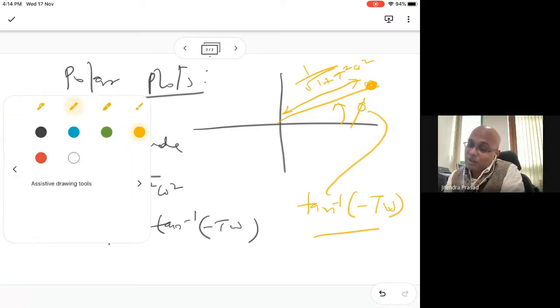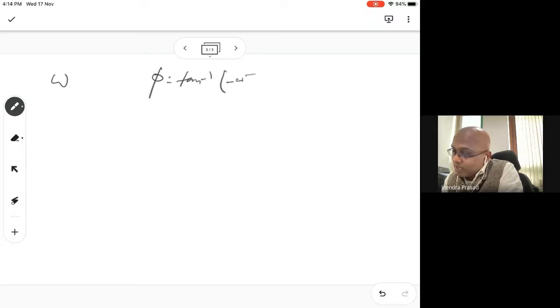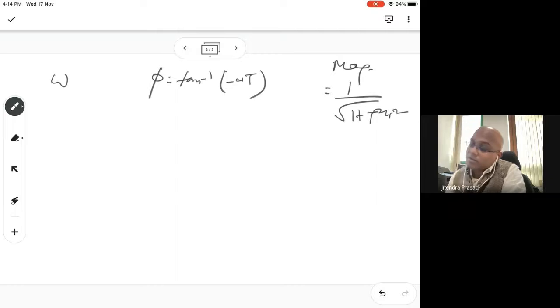Meaning that if you want to plot that, how will you plot? You can have phi here, and you can have some omega here. Omega tells you what the phi is, and omega also tells you what the magnitude is. So phi is equal to tan inverse of minus omega t, and the magnitude is equal to 1 over root 1 plus t square omega square, right?